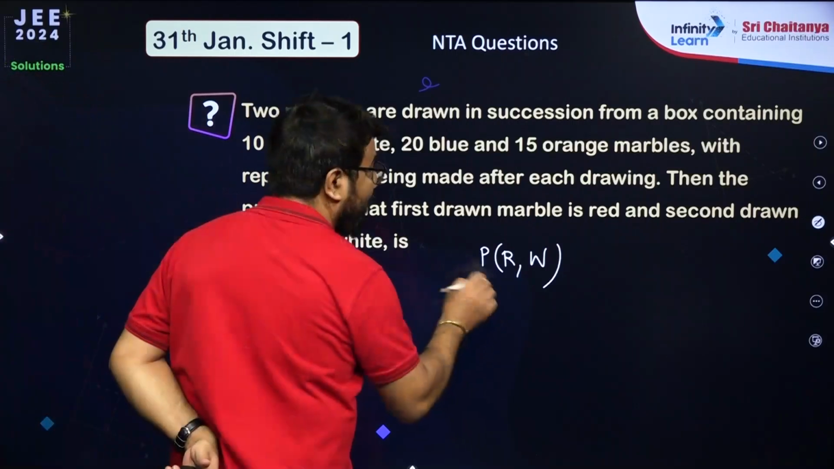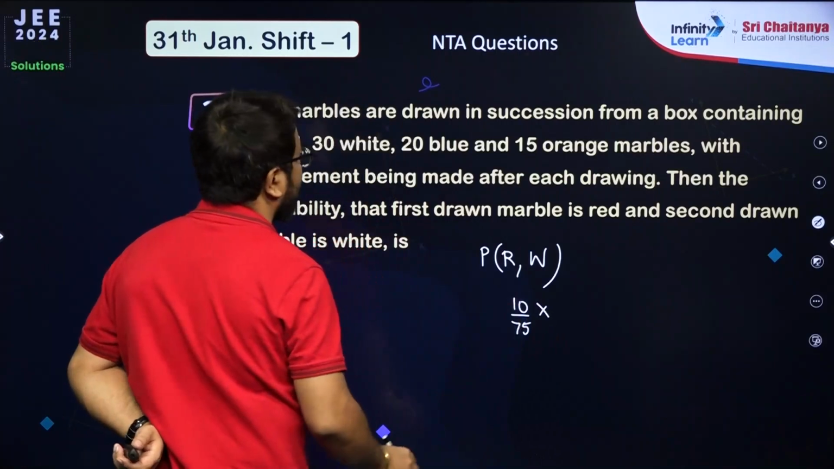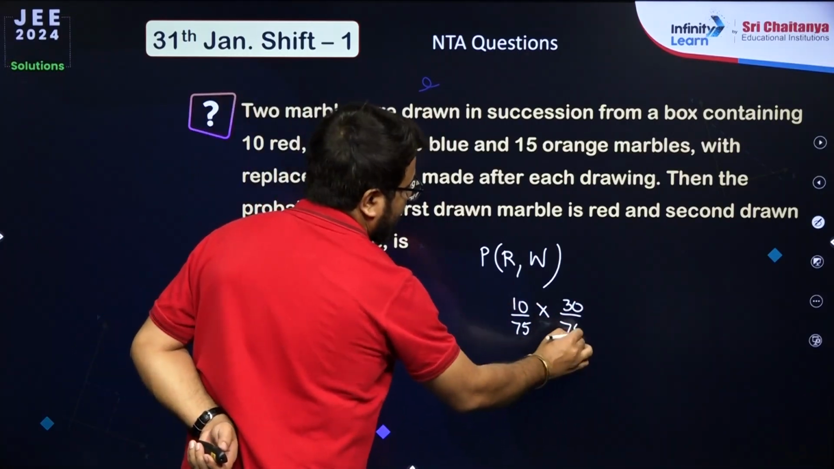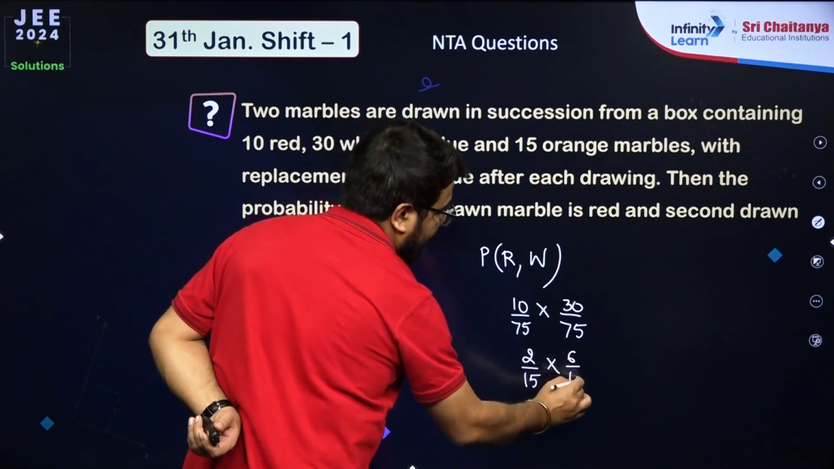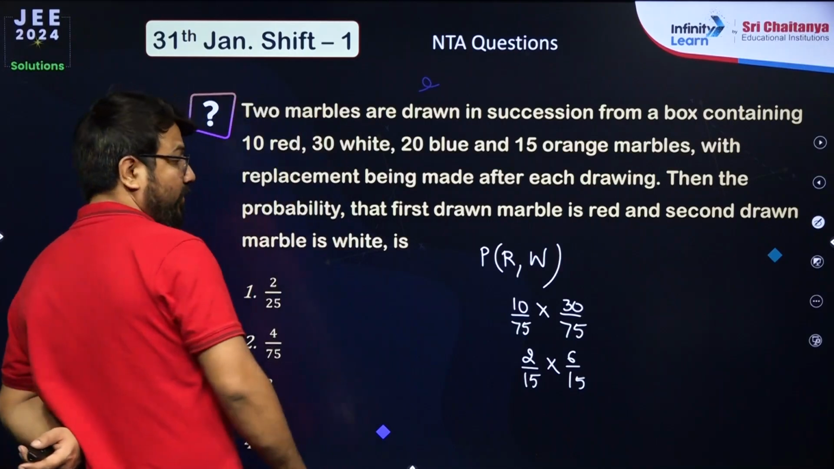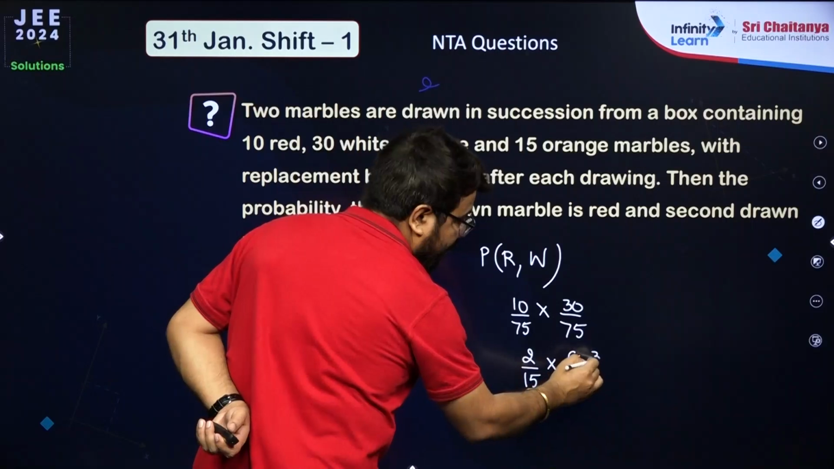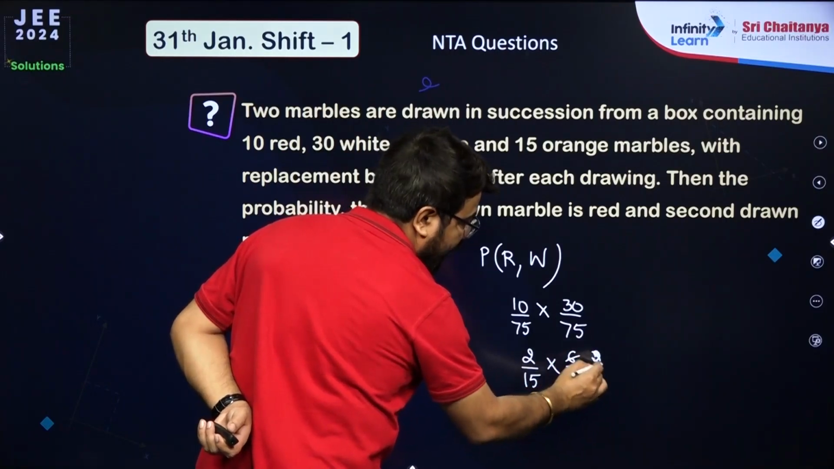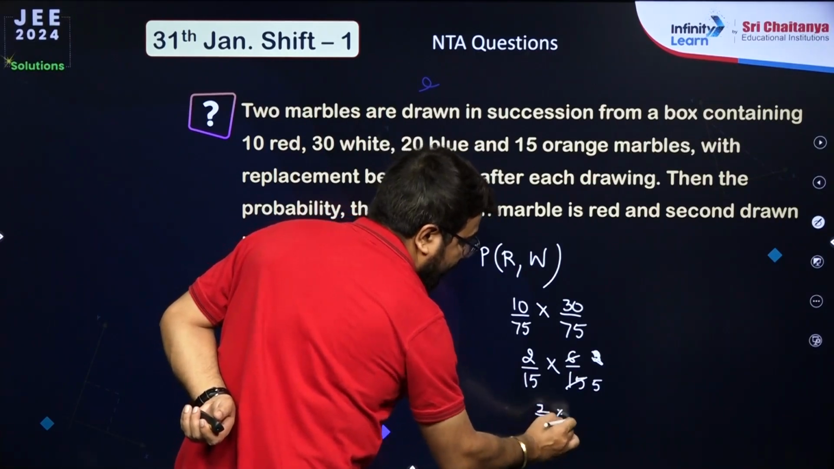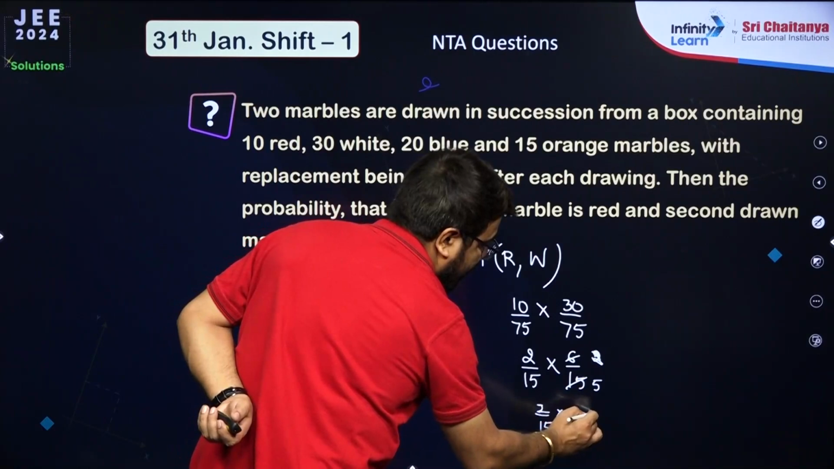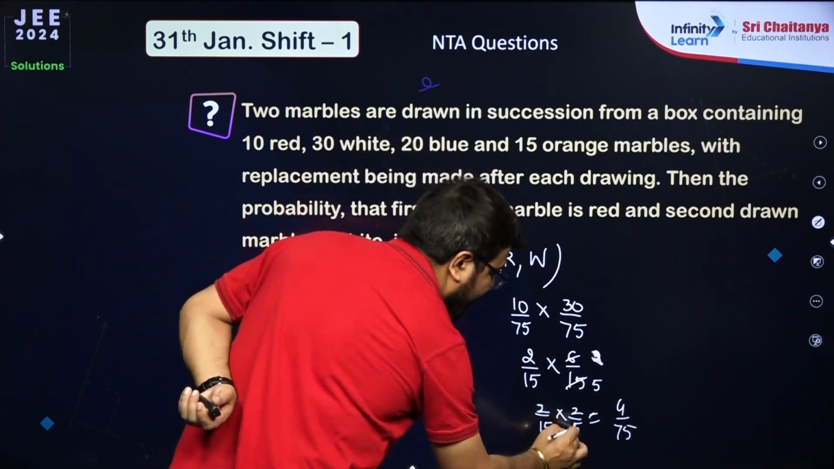This is quite easy. Probability of red means it will be 10 over 75. Probability of W means it will be 30 over 75. If I cancel a factor of 5, it will be 2 by 15. Here it will be 6 by 15. Let us cancel a factor of 3 also. So here I will have 2 and here I will have 5. So 2 upon 15 into 2 by 5. So that will give us the result 4 upon 75. 4 upon 75 is the final answer.